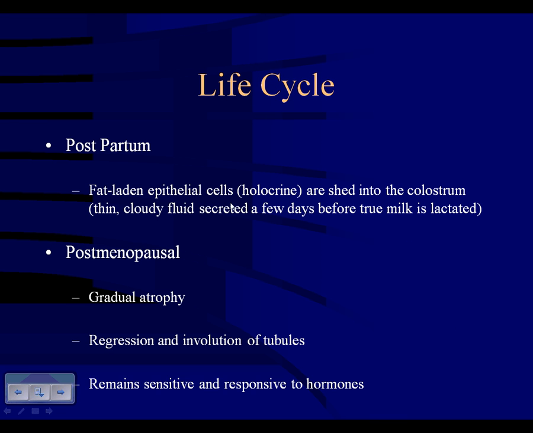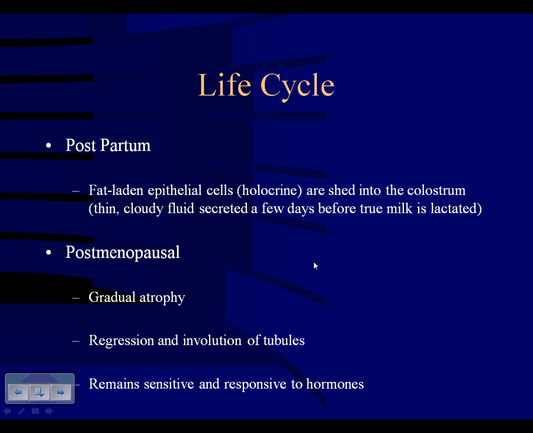Postpartum, you tend to get a lot of epithelial cells that are discharging into the fluid. The initial fluid is called the colostrum. It's a thin, cloudy fluid that's secreted a few days before the true milk is lactated. It actually takes a few days for that to occur. But they say that that initial colostrum is actually the healthiest for the newborn. It has a lot of good nutrients and a lot of good antibodies that are important for the newborn's immune system. And so you tend to get epithelial cells that are shedding as a whole cell within that fluid, and that's called holocrine secretion. Remember that from histology lectures.